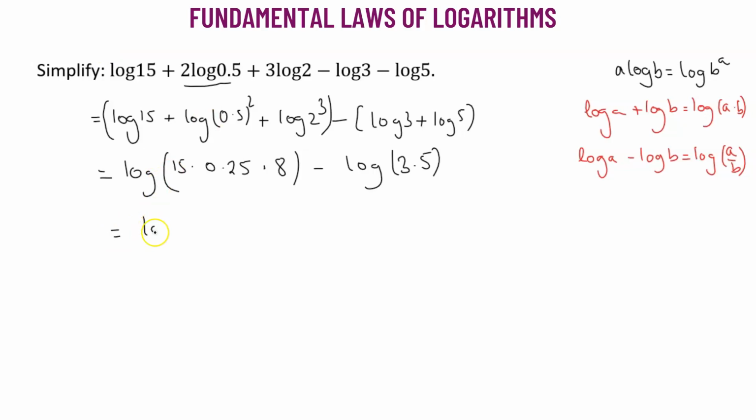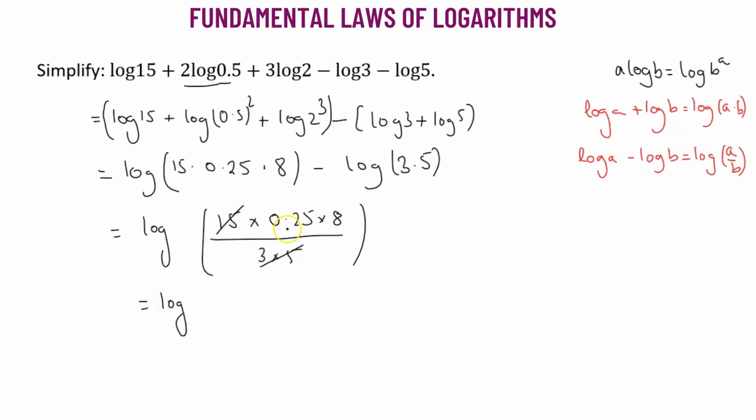So this will give us now log of 15 multiplied by 0.25 multiplied by 8 divided by 3 times 5. So 3 times 5 is 15. So this 15 and 15 go away, and we have log of 0.25 times 8, so that's log of 2. So this is the final value and the simplified value of the given logarithmic expression.